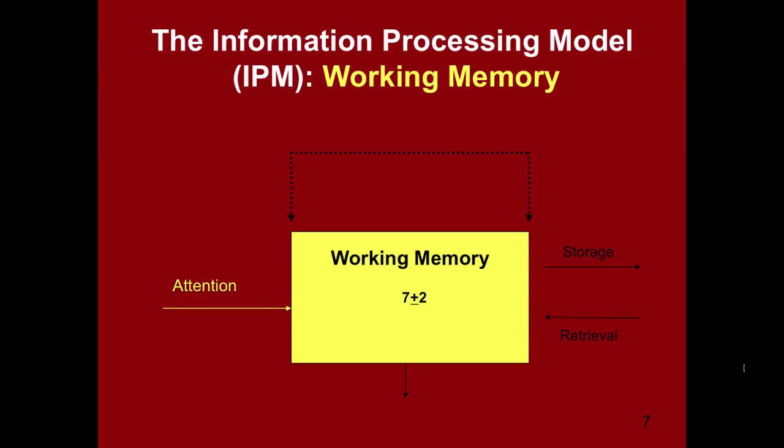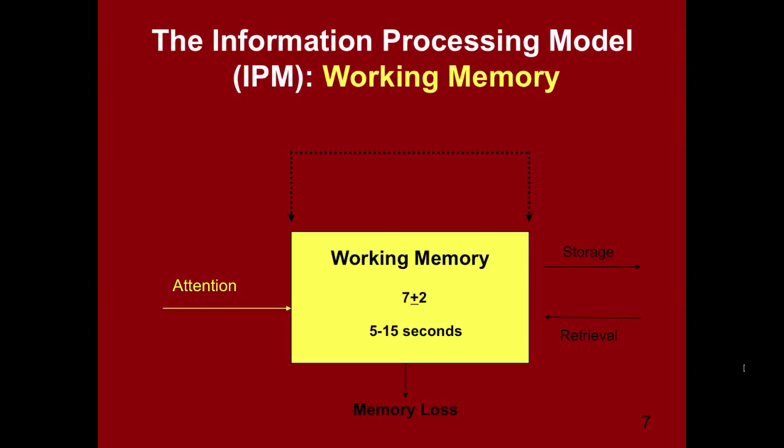But on top of having a small capacity, it also has a very short duration. The duration of the working memory is about 5 to 15 seconds. This means that if information is attended to and brought into our working memory, but something else doesn't occur, such as rehearsal or moving the information into long-term memory, the information will be lost.